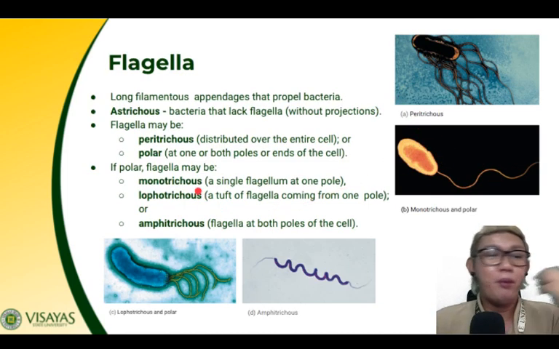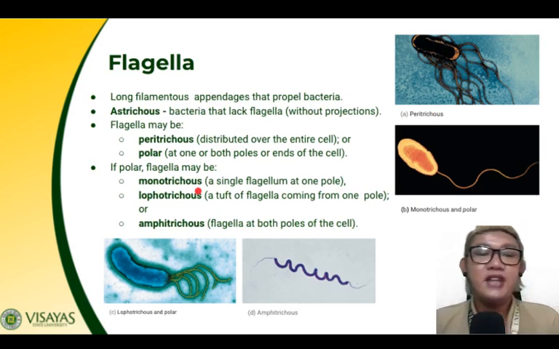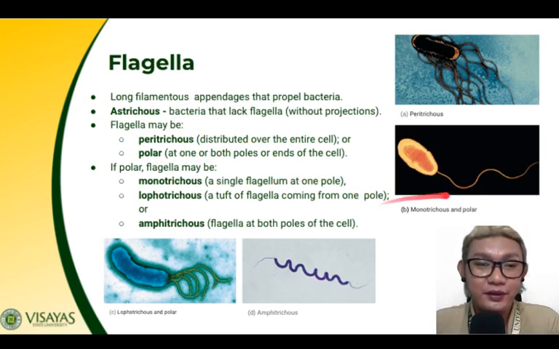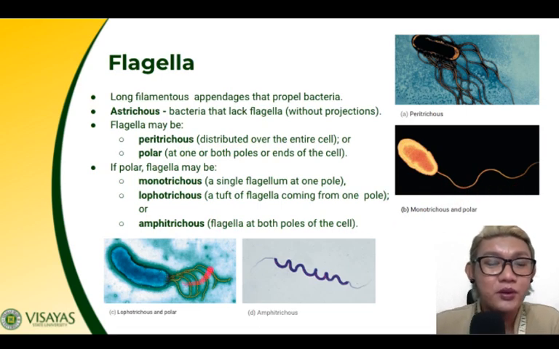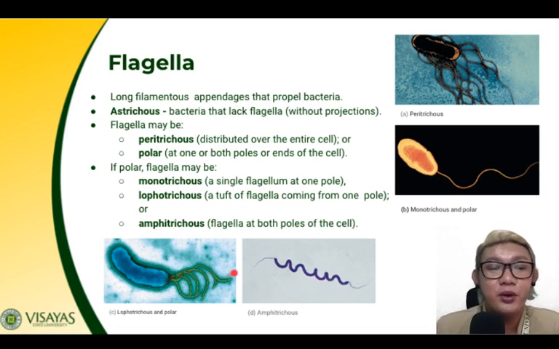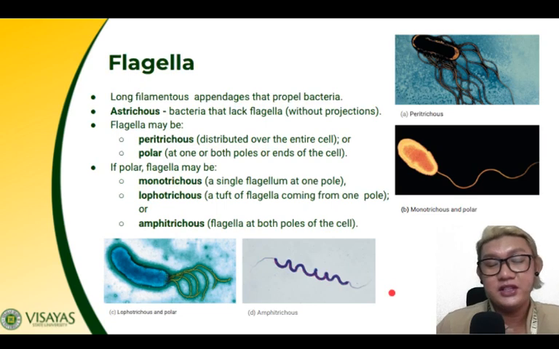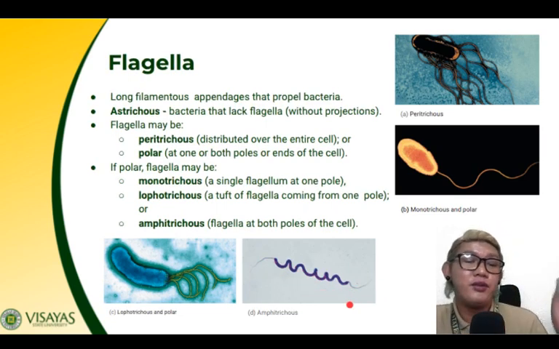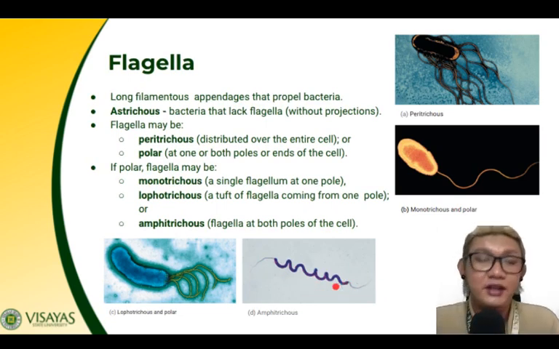If they are polar, flagella may be monotrichous, just one at one pole, or lophotrichous, where you have a tuft of flagella coming from one pole, or amphitrichous, where there are flagella at both poles of the cell.